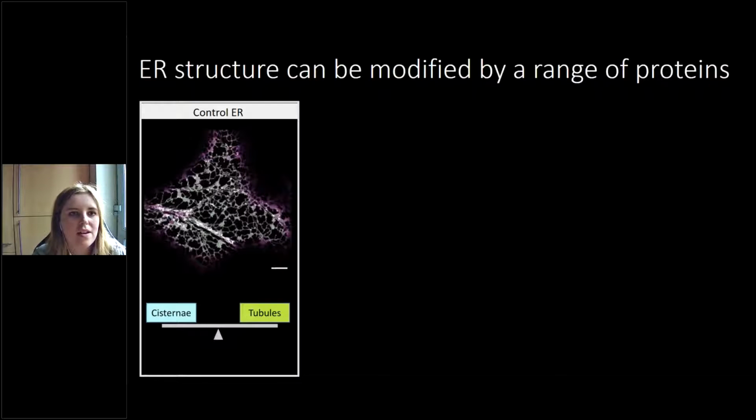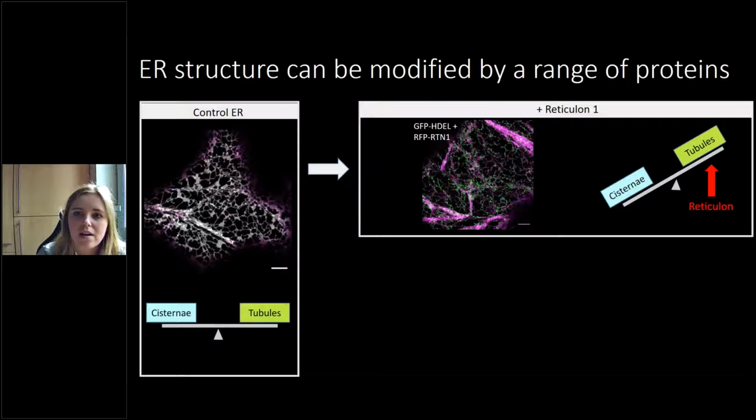So if we take here, there's this control ER, which is highlighted just by transient expression of green fluorescent protein and red fluorescent protein targeted to the endoplasmic reticulum by an HDEL motif. You see that there's a relatively even proportion of cisternae and tubules. If we transiently overexpress some ER shaping proteins such as the reticulon proteins, in this case reticulon 1, we massively shift the arrangement of the ER in favor of a lot of tubules and relatively few cisternae.